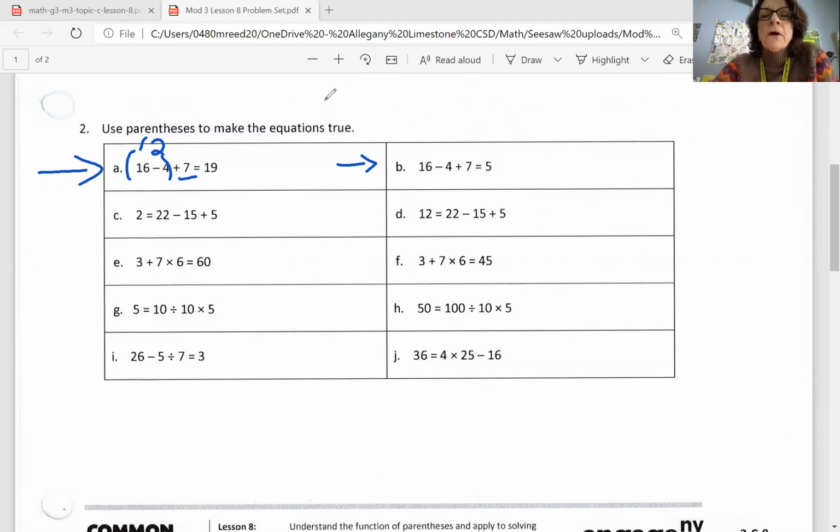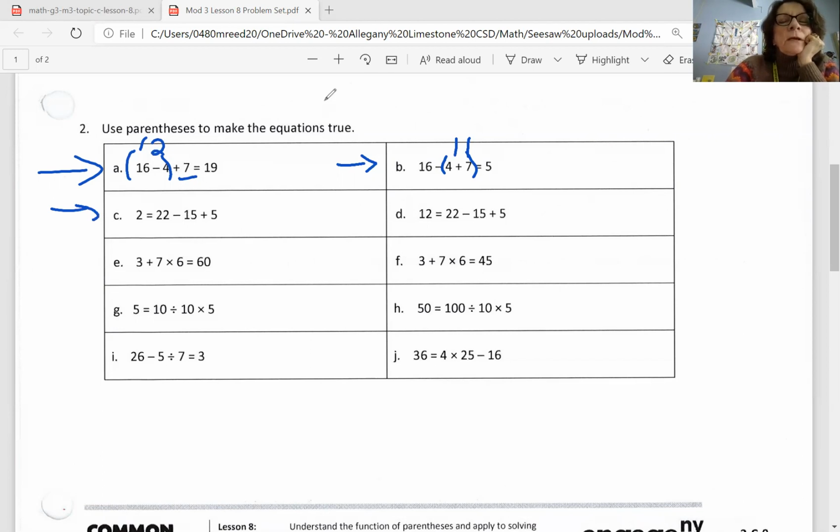Okay, 16 minus 4 plus 7 equals 5. Same exact numbers. So if I don't want to get the same answer, I've got to put my parentheses this time around the 4 and the 7. And 4 plus 7 is 11. I'm going to put my answer above there. And 16 minus 11, sure enough, that is 5. And how do I know? I can count on from 11, starting with 12 to 16: 12, 13, 14, 15, 16. The answer is 5. So that checked out well. Let's do a couple more of these.